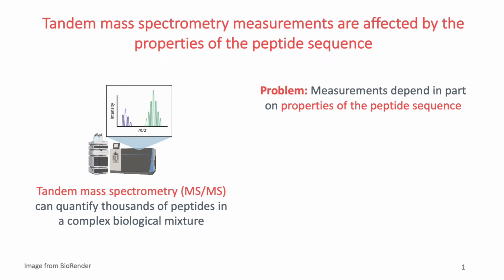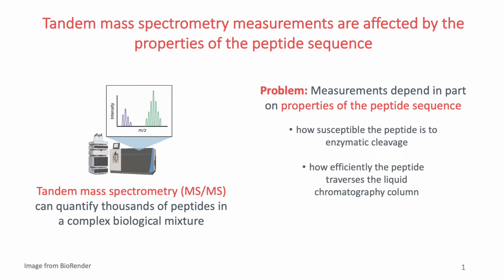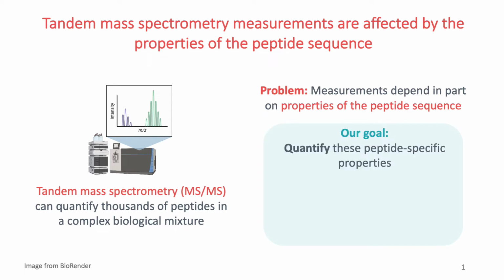These properties can be how susceptible the peptide is to enzymatic cleavage, or how efficiently it traverses the liquid chromatography column, or how easily and uniformly the peptide fragments in the dissociation phase. Our goal in this project is to train a machine learning model to quantify these peptide-specific properties, and then adjust the observed quantities to remove these effects.